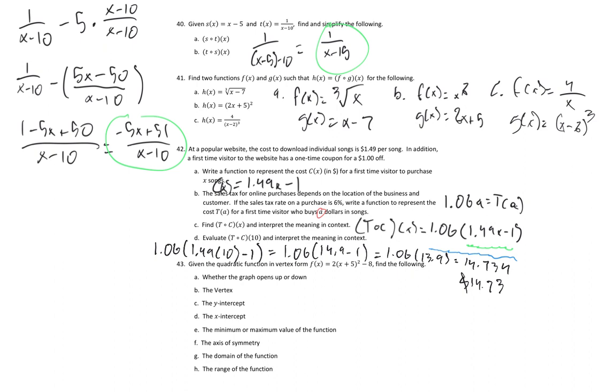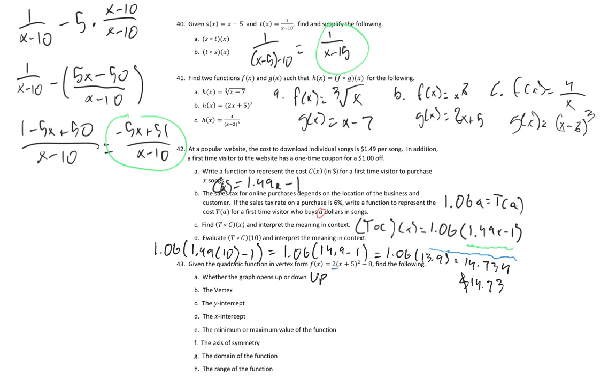Nice. All right, for 43, we're given a quadratic function, and we have to tell them all this information about it. So first, whether the graph opens up or down. Well, if you look at this 2 here, you can see the sign on it is positive. So that tells us this graph should open up. So we'll just say up. Now the vertex. Well, that's not so bad. This is in vertex form.